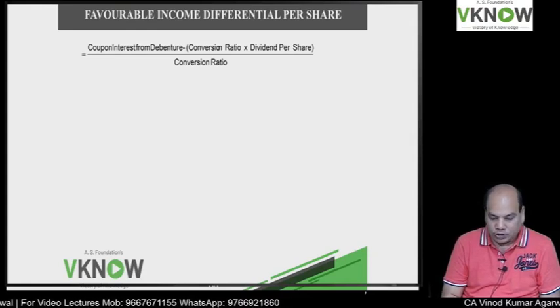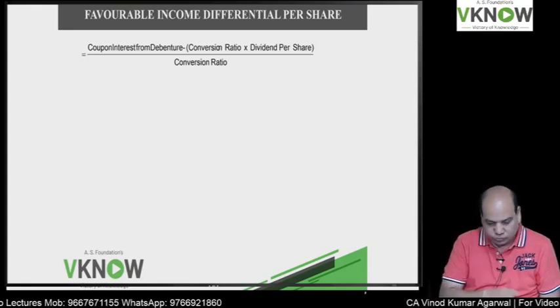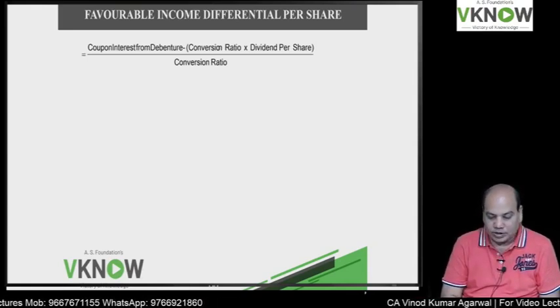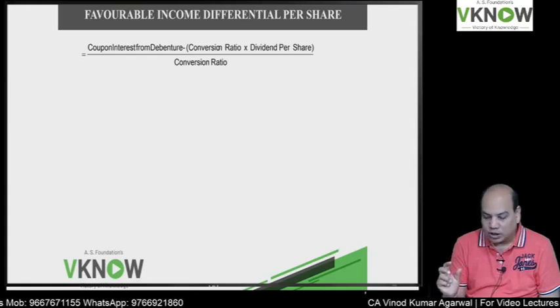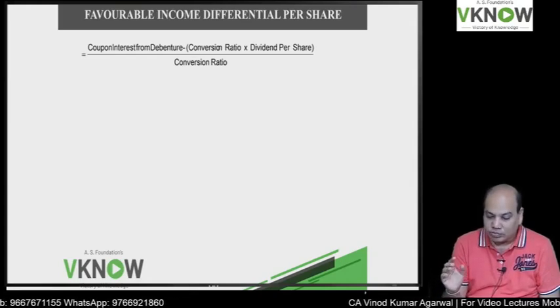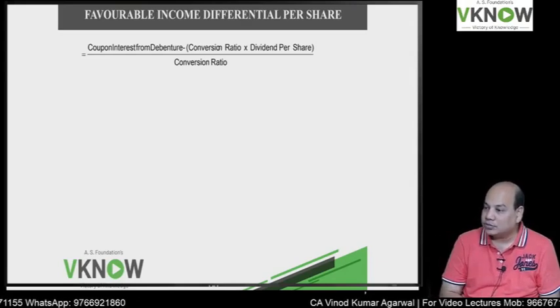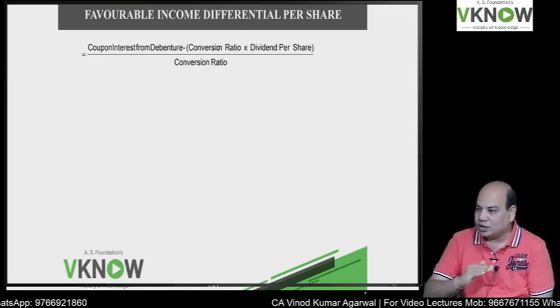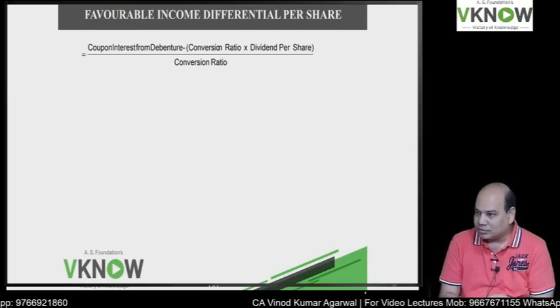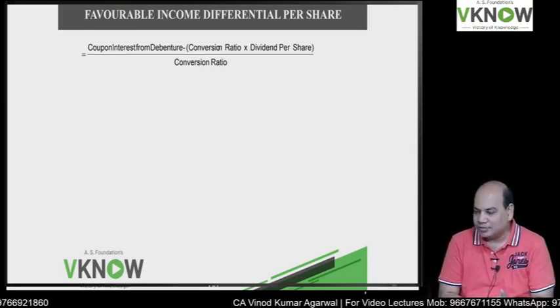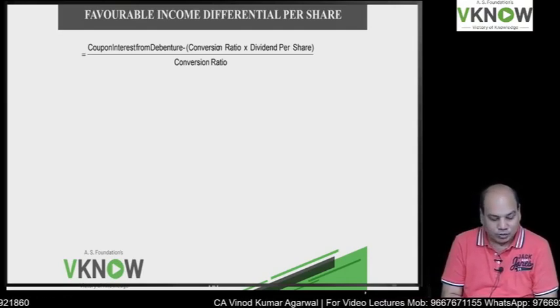Favorable income differential per share, the formula is coupon interest from debenture, how much interest you are earning from debenture, minus how much dividend you would have earned from the share. Okay, that is favorable income. You have purchased the debenture, not a share. So how much extra cash flow you are getting.